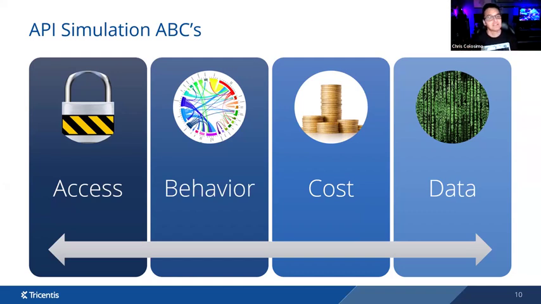C, cost. A lot of APIs have a cost associated with them, a per transaction charge, or a licensing cost associated with them, or a sandbox fee. You can near zero that using service virtualization by creating the virtual service and then no longer having that per transaction charge. And then D, data, because every problem in software tests somehow relates back to data.